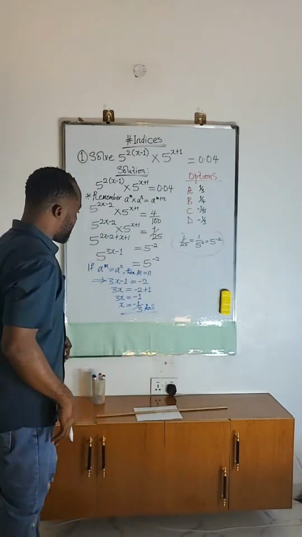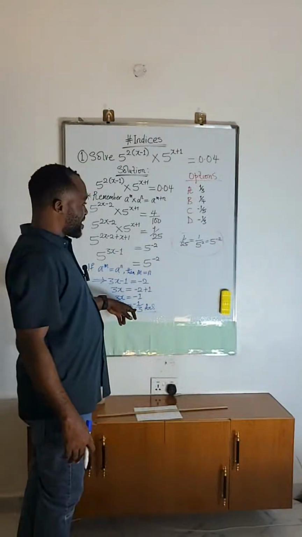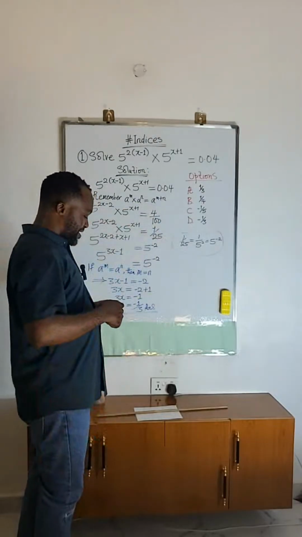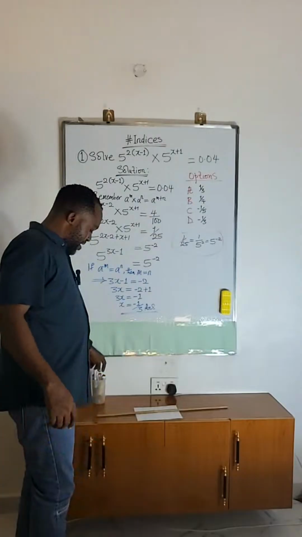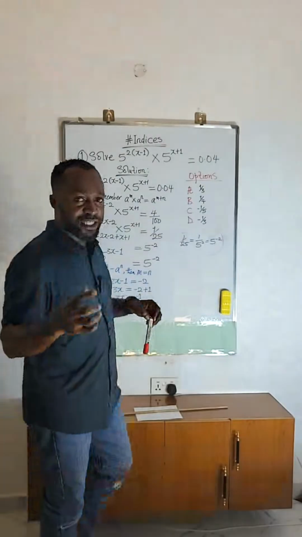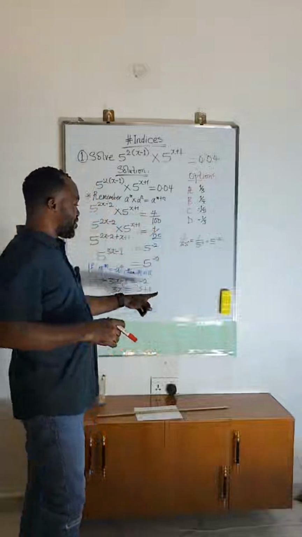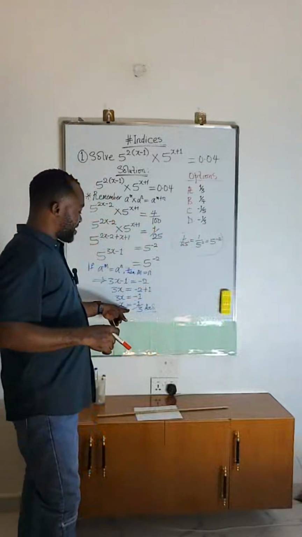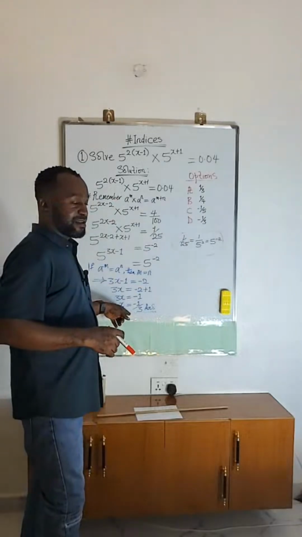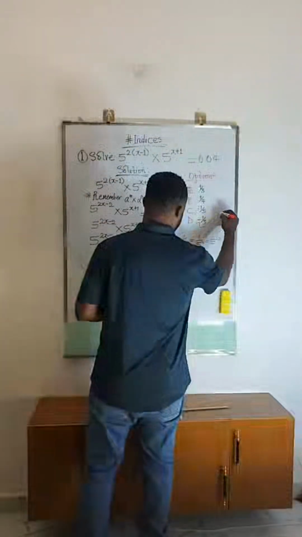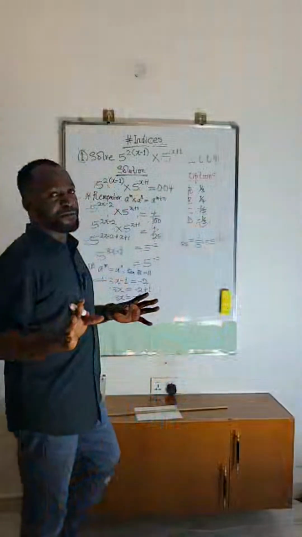Okay? So let's see if this answer is in the options. As you can see, option D is minus 1 over 3. And that is exactly what is here. So that makes option D the right option.